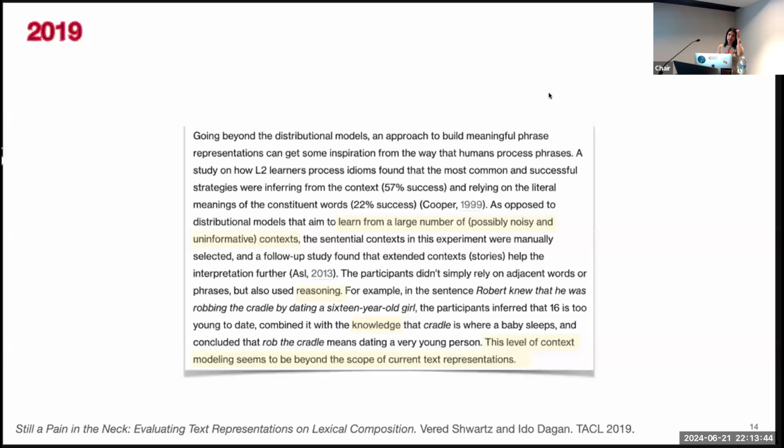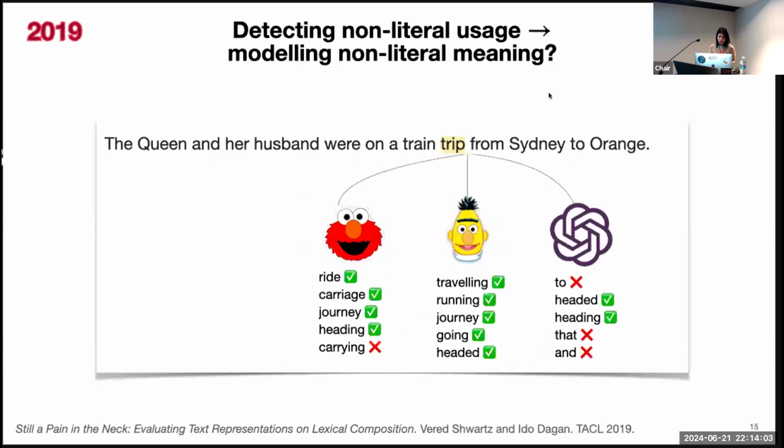So in that paper in 2019 that I mentioned earlier, we concluded that models were not good at learning the meaning of idiomatic expressions, because at the time we said that would require world knowledge and reasoning abilities that, at least at the time, were beyond the scope of the models. And in that same paper, we had a very anecdotal analysis where we used masked language models in that task where we recognized that a certain constituent word is used non-literally.